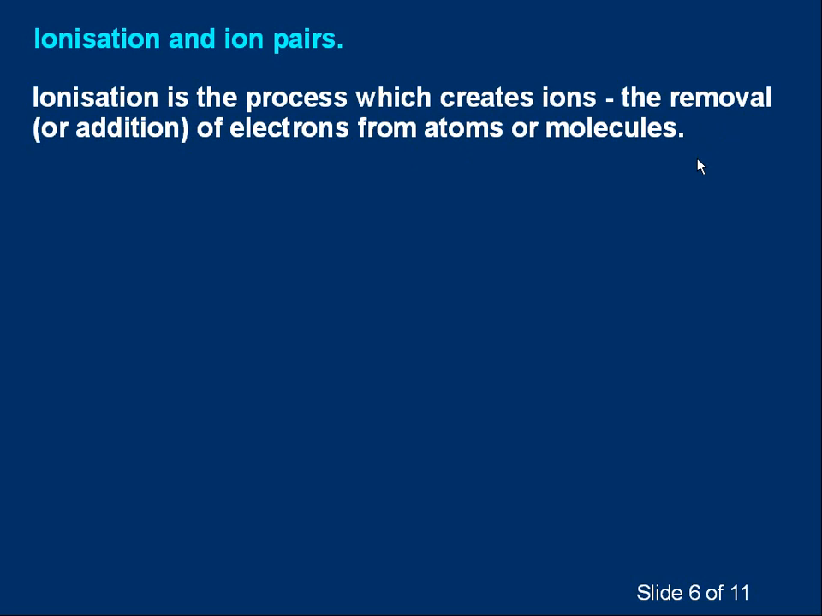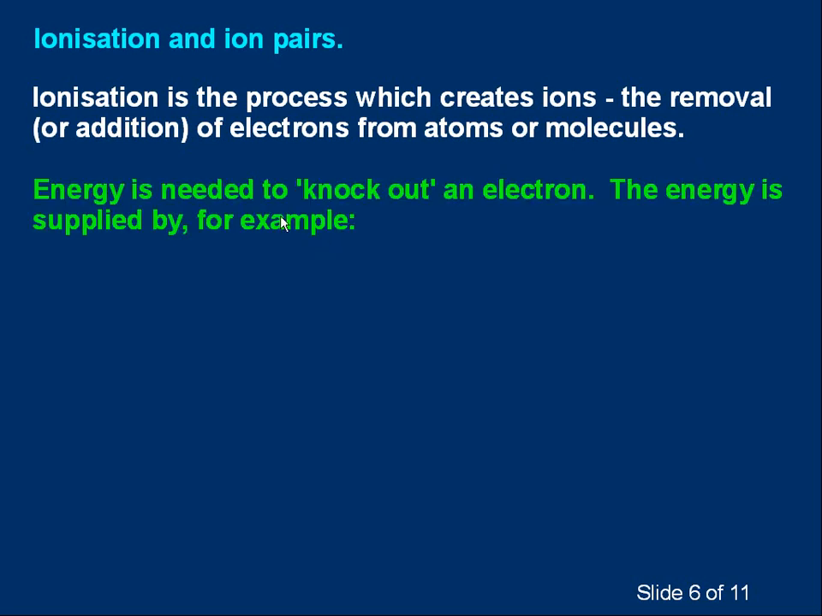If you think about it, the electron is attracted to the nucleus, so there's a force of attraction between the electron and nucleus. We're going to have to supply energy to pull out an electron. Energy is needed to knock out an electron from an atom or molecule. Where does the energy come from? Well, the energy is supplied by, for example, a collision between 2 moving atoms. Bump into one another. If they're going fast enough, an electron, or even more than one electron, can get knocked out from one or other of the atoms, or both of the atoms.